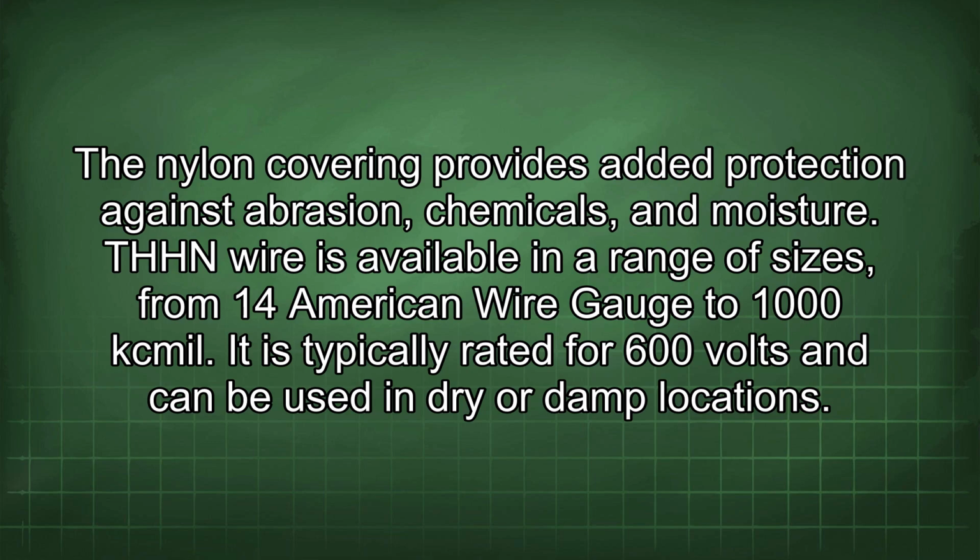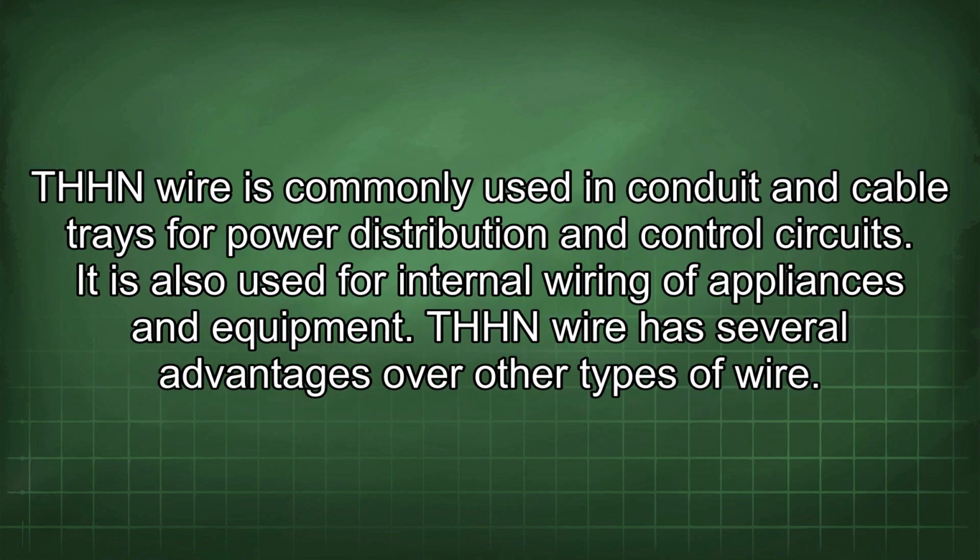THHN wire is available in a range of sizes from 14 American wire gauge to 1000 kcmil. It is typically rated for 600 volts and can be used in dry or damp locations. THHN wire is commonly used in conduit and cable trays for power distribution and control circuits. It is also used for internal wiring of appliances and equipment.